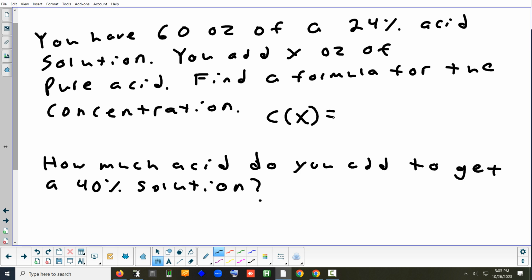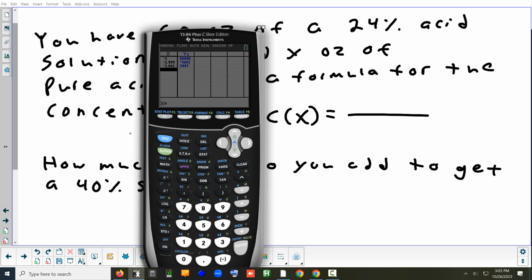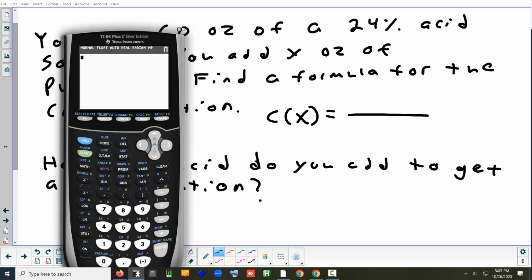So the formula for concentration is the amount of acid divided by the total. So the first thing we've got to figure out is how much acid we're starting with in the solution. How much acid are we starting with? Don't you multiply 60 by 24? Yeah, we multiply the 60. We're basically finding 24% of 60. So we are starting with 14.4 ounces.